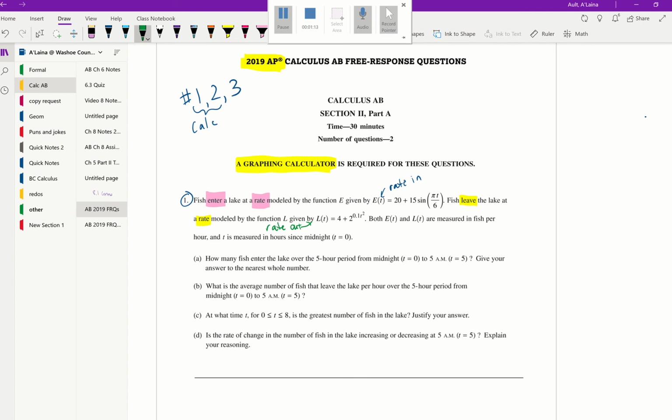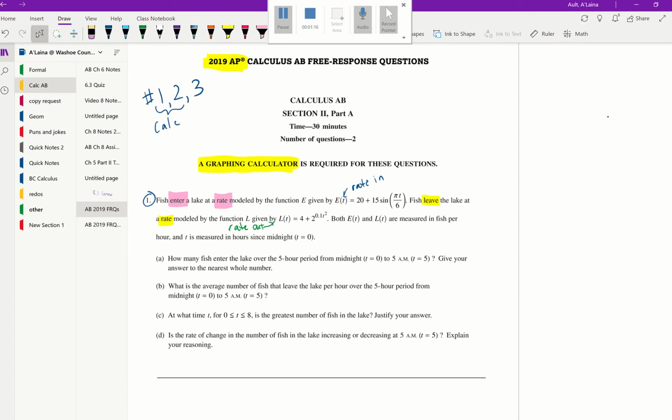Part A, how many fish enter the lake over a 5-hour period? We should be careful here because this is only asking for fish that enter and over a specific period of time. Well, this is asking for the number of fish as well. So we have rates. We want to undo the rate. And this is only how many fish enter. So I'm not going to be using the rate out at all. But this will be the definite integral from the time from 0 to 5 of E of t dt.